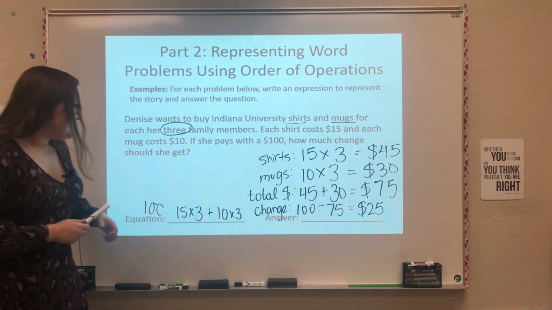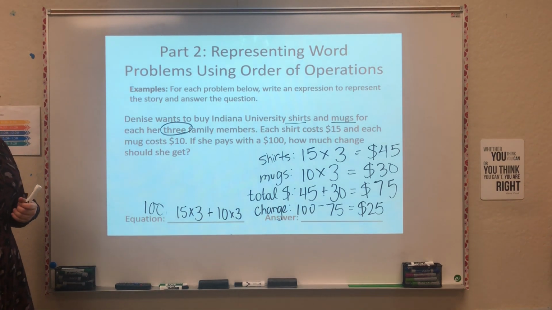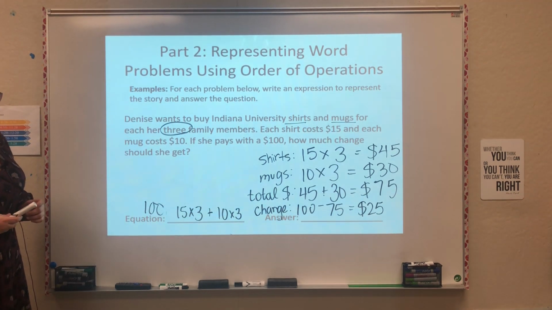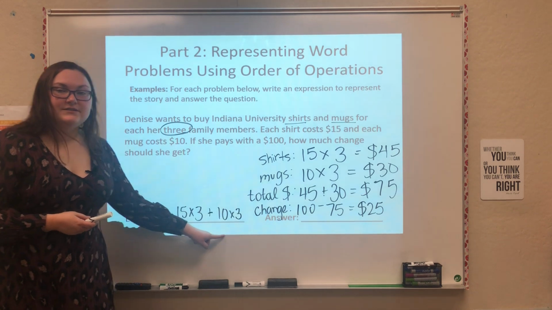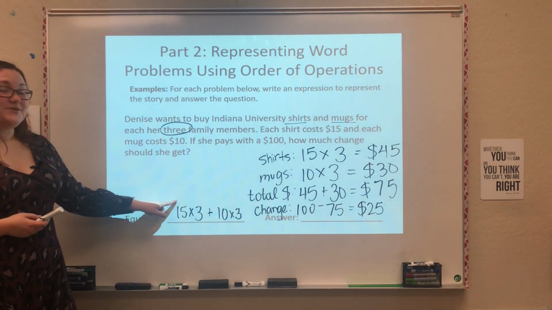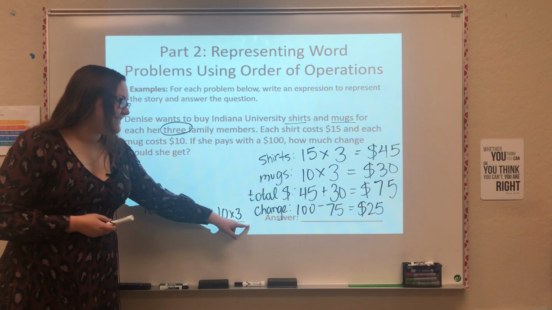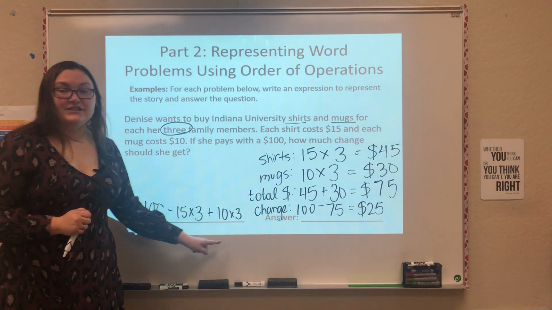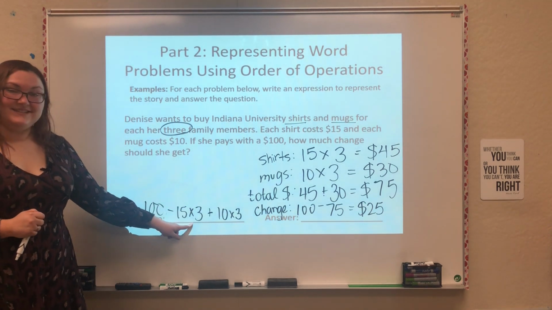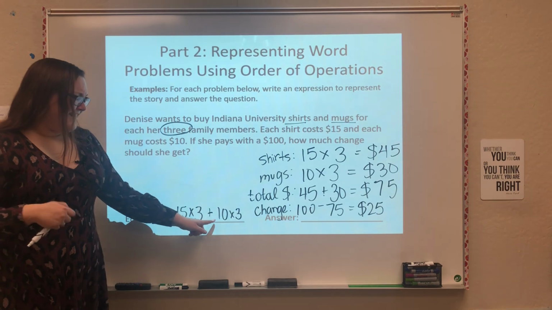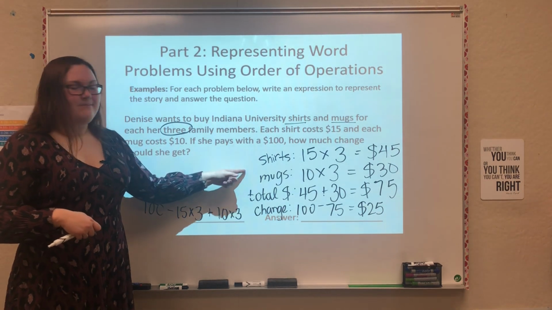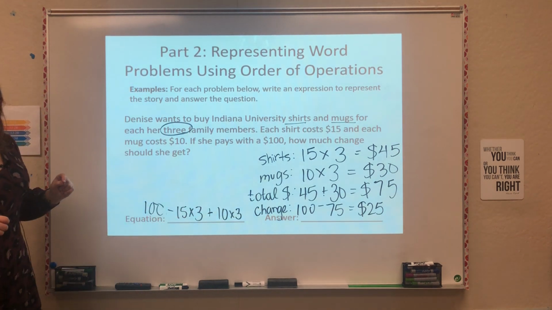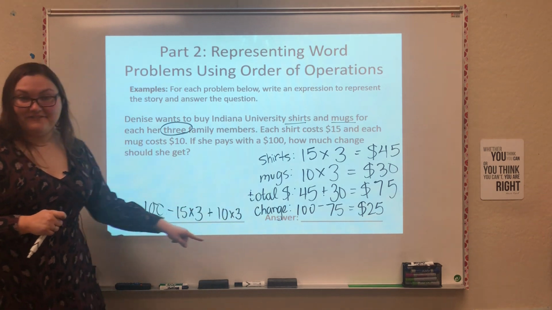Let me back up a second. We said we want to subtract the money she's spending. What here that I've written is the money she's spending? Well, the money she's spending is all of this together. Notice how I'm circling all of that? I'm doing that because if I just write it like this, that isn't saying I want to subtract all of this. It's saying I want to subtract this, the cost of our shirts, and then add the cost of the mugs. It's not saying I want to subtract everything.